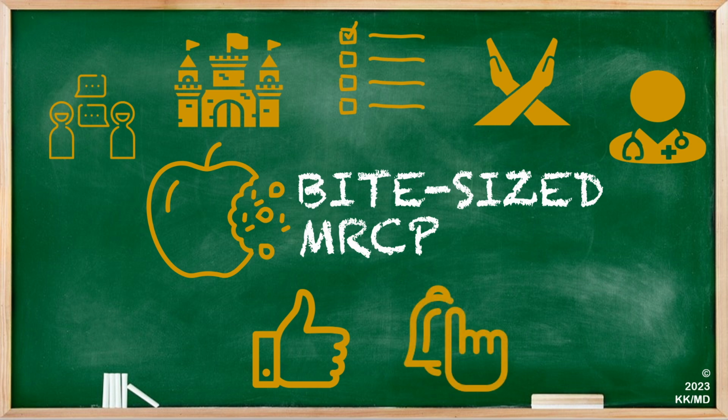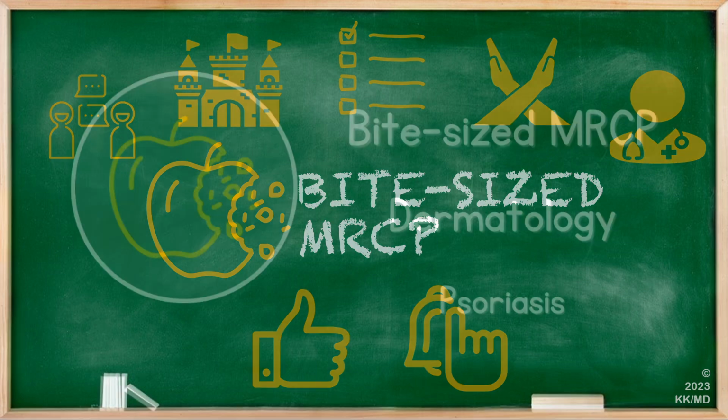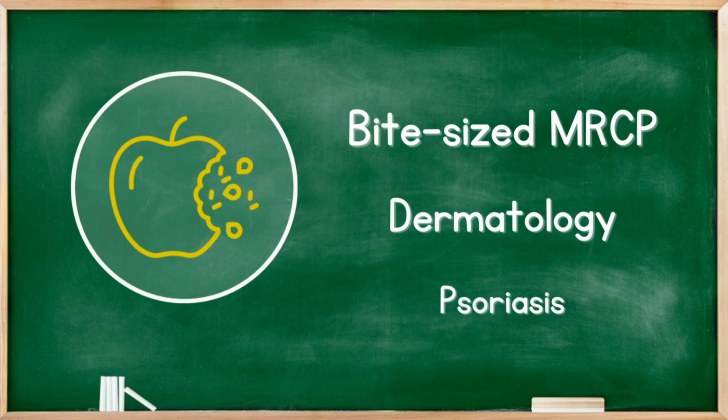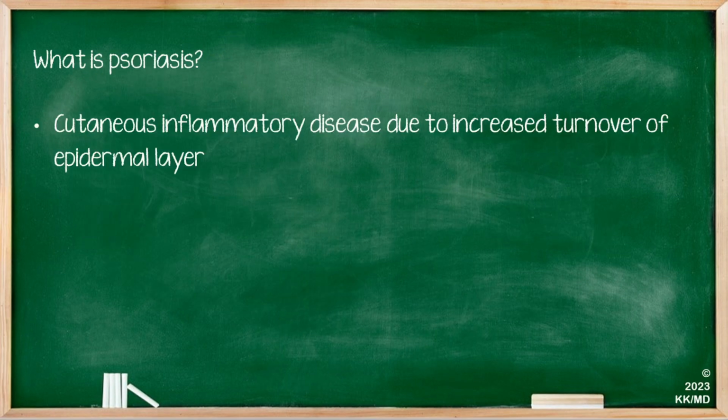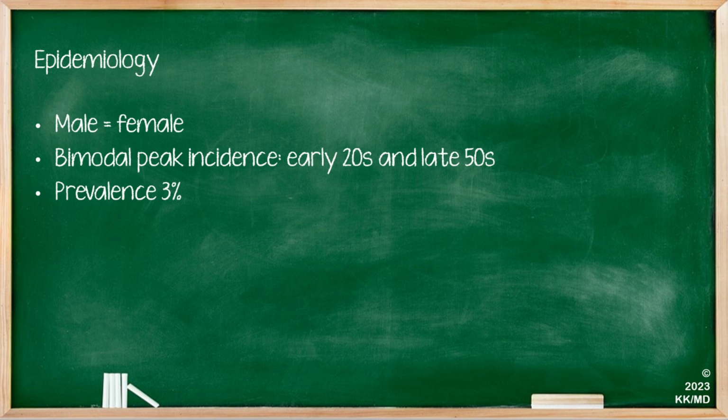Now, without further ado, let's get into today's topic, which is psoriasis. So what is psoriasis? This is a cutaneous inflammatory disease due to increased turnover of the epidermal layer. Males and females are equally affected. There is a bimodal peak incidence of people in their early 20s and late 50s being affected by psoriasis.